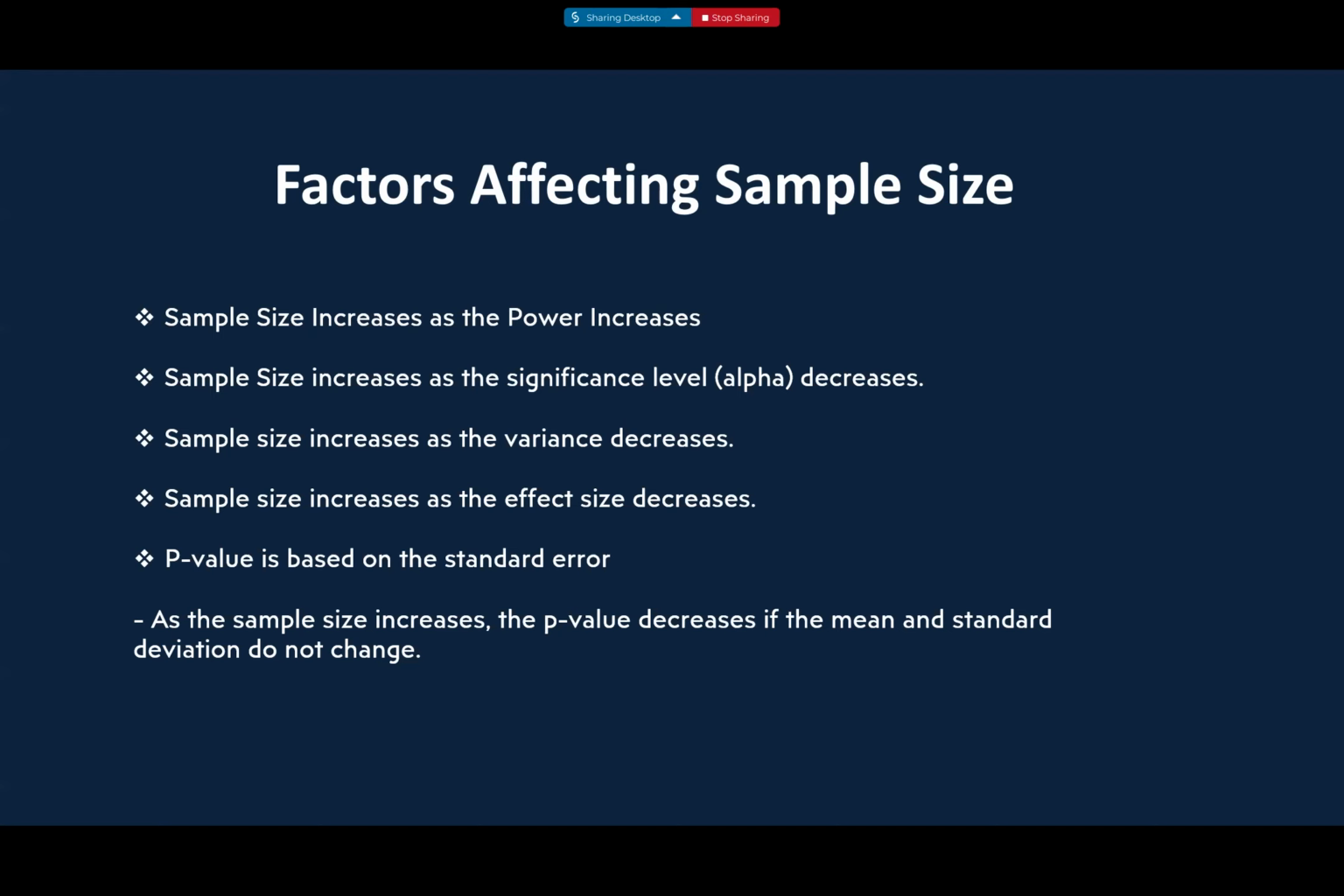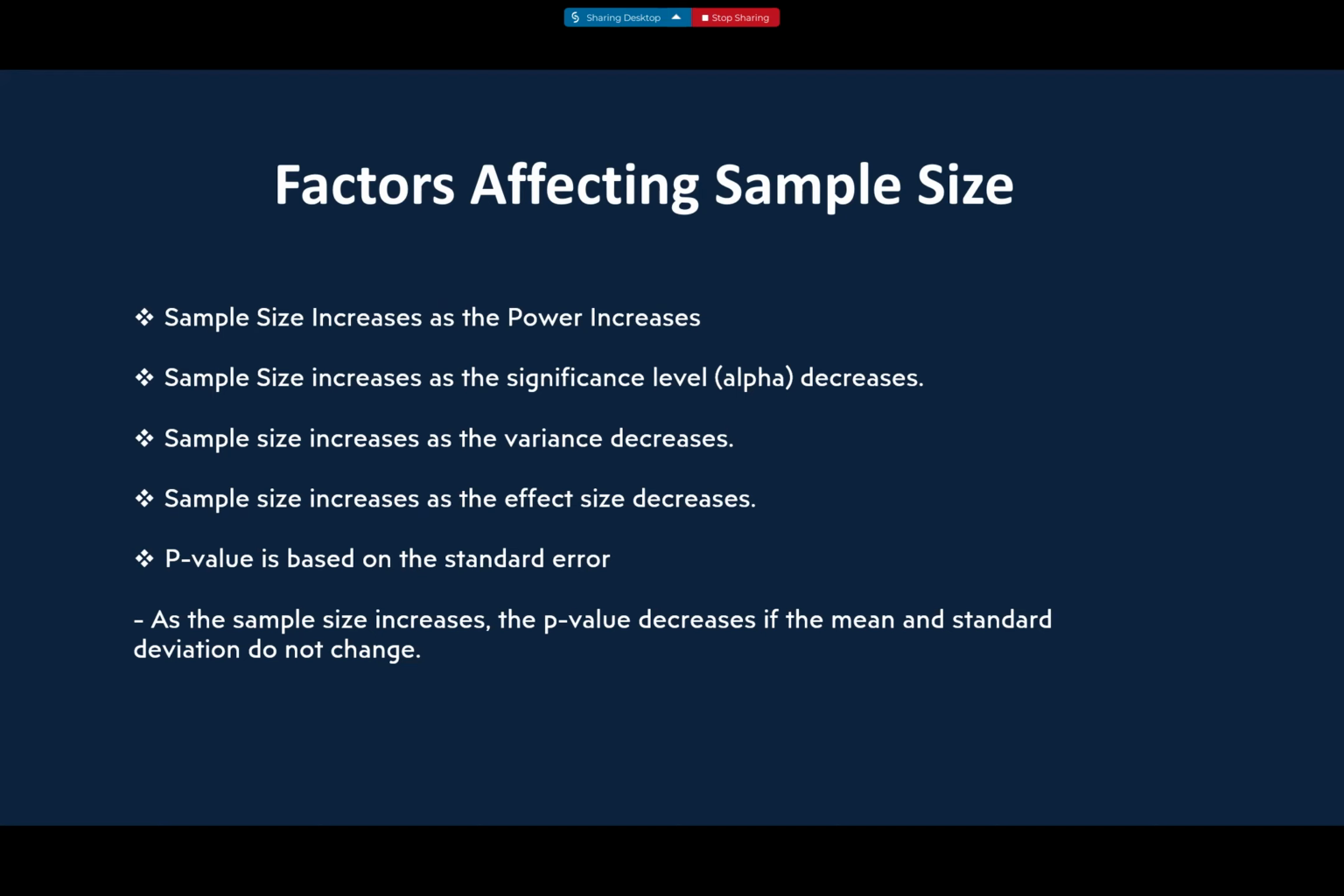And then lastly, sample size increases as our effect size decreases. As sample size increases, the variance of the sampling distribution decreases. And then if the distribution is narrower, there will be less overlap between the two sampling distributions, which results in fewer type 2 errors. So fewer false negative errors, and it gives us greater statistical power.